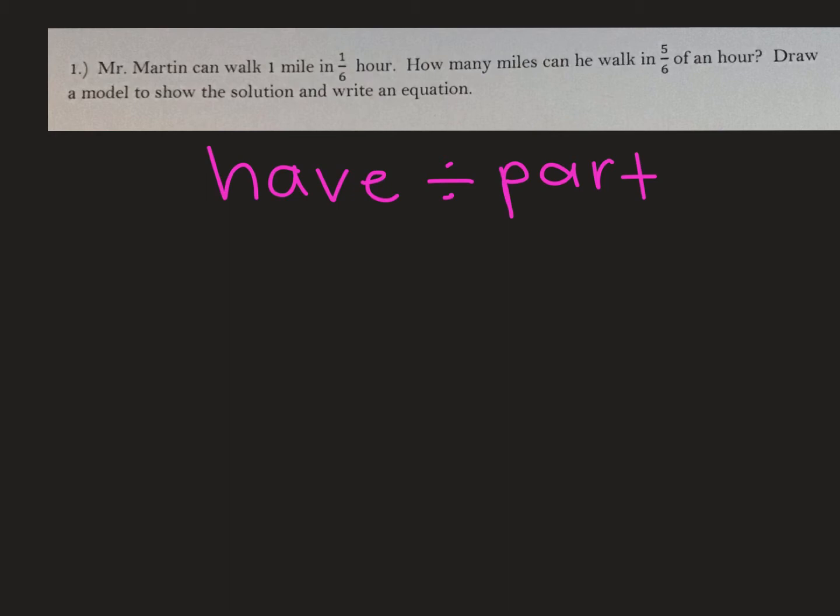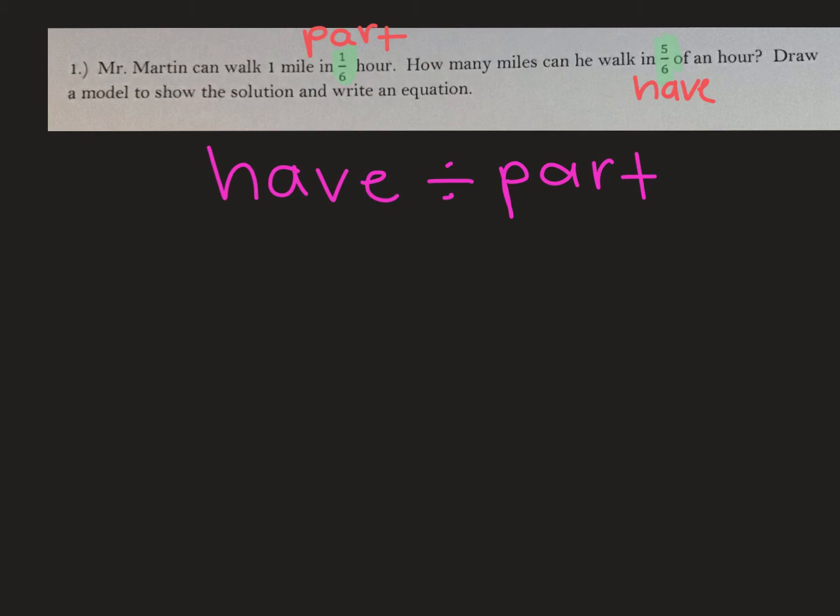What we have is 5/6 of an hour, right? He is walking for 5/6 of an hour, and we have to figure out how far he can walk in that time. So this is what we have, and our part is 1/6 of an hour. So that's how long it takes him to walk 1 mile. So this is our part. Make sure you label those because they're definitely important and help us with our equation.